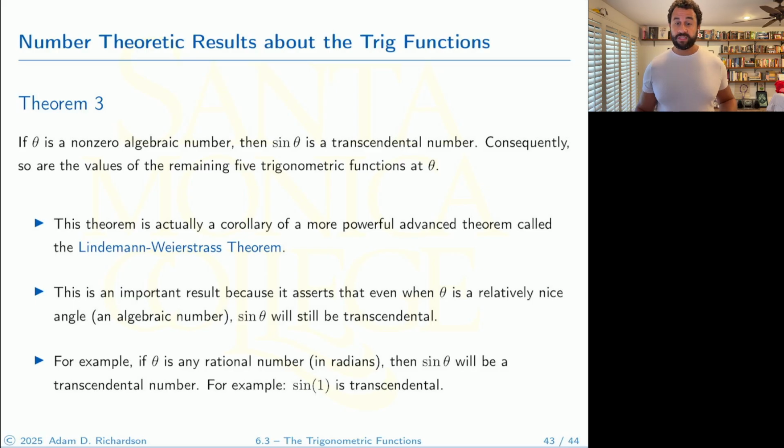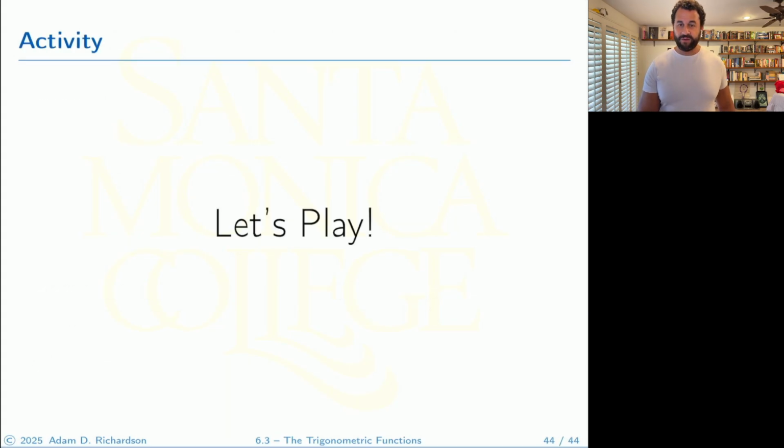A really good example: if you pick any rational number in radians, like 2, 3, 1/2, sine of theta will be a transcendental number, not an algebraic number. So for example, sine of 1 is a transcendental number. So if you ever want to write down sine of 1, you might as well just stop right there, because any other result is going to be a decimal approximation.